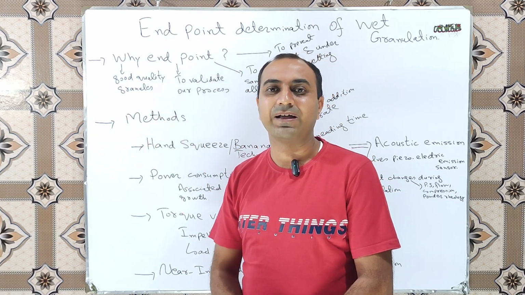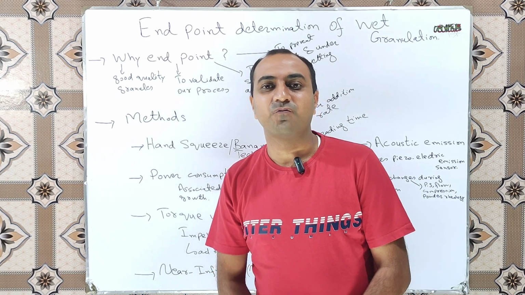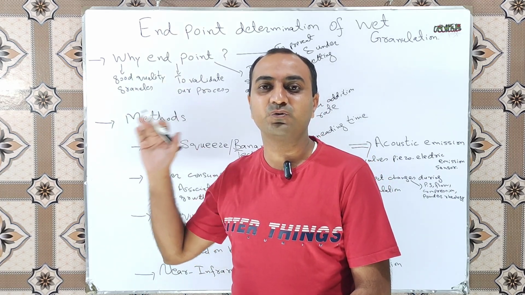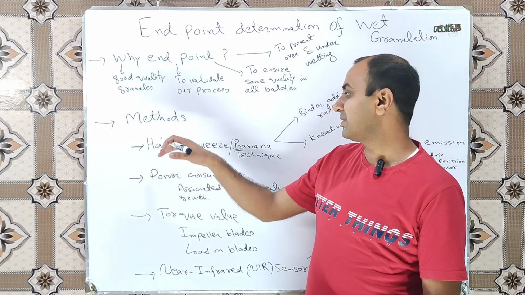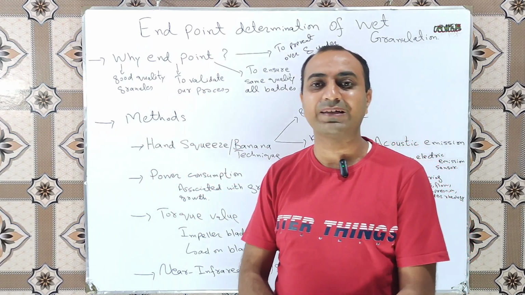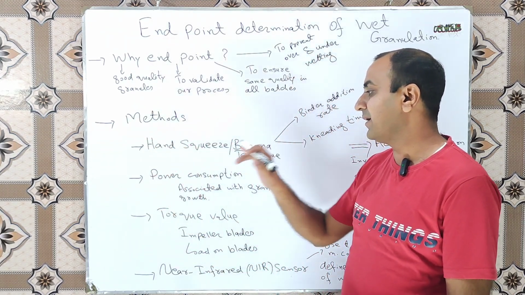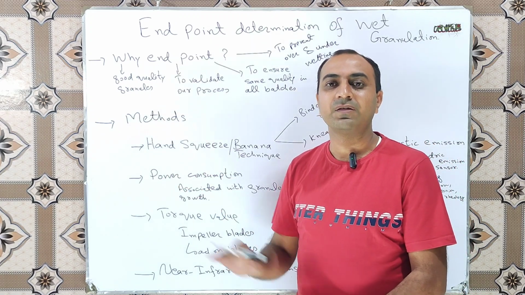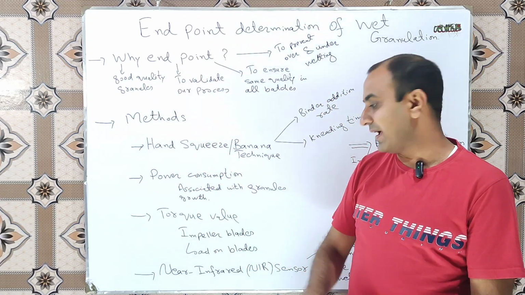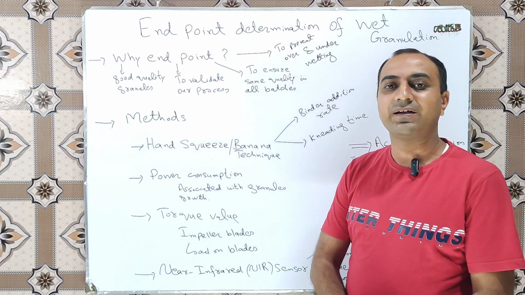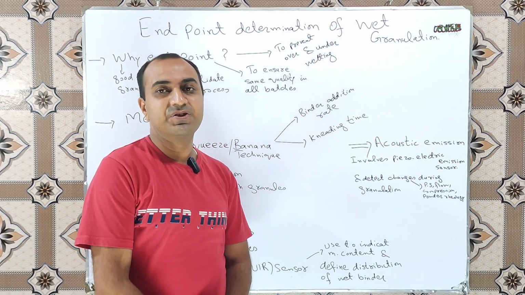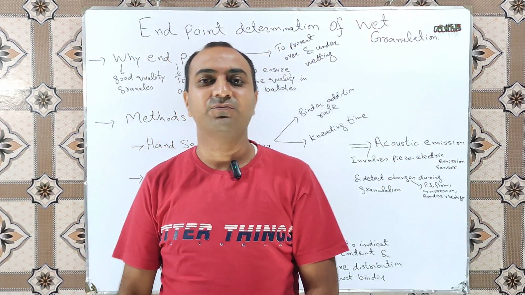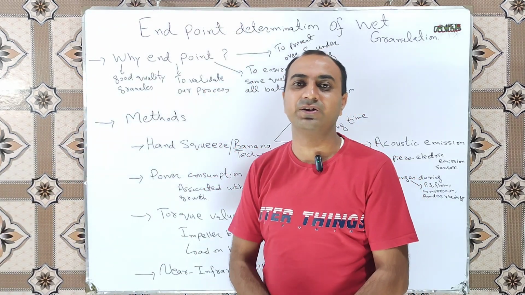So to determine the endpoint of wet granulation, we can use different methods, but the most commonly used methods are the hand squeeze method or banana technique, power consumption method, torque value method, and near infrared sensor method. And the next one is the acoustic emission method. So we will discuss all the methods one by one in detail.